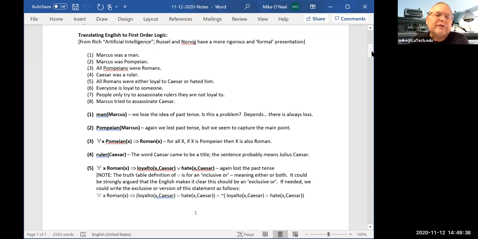So statement 3. This is one that's got a symbol that we've never seen before, an upside down A. When you see an upside down A, that means for all. That's how it's read, for all. For all X, Pompeian(X) implies Roman(X). For all X, if X is Pompeian, then X is also Roman. That kind of captures the idea that all Pompeians were Roman.